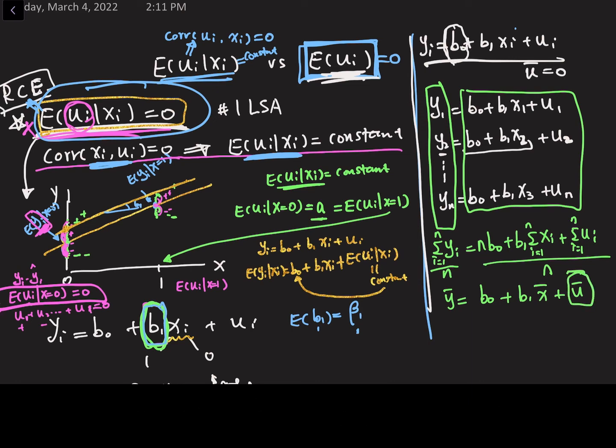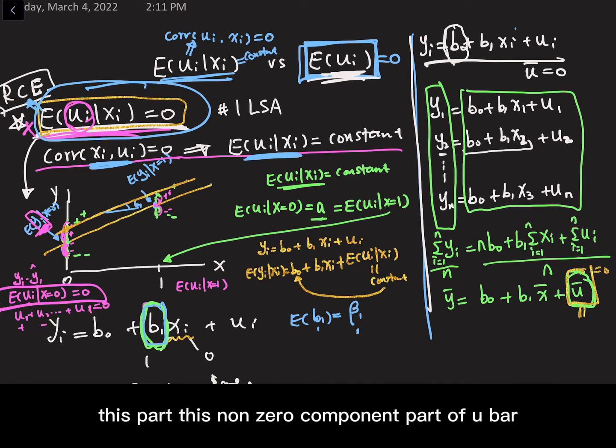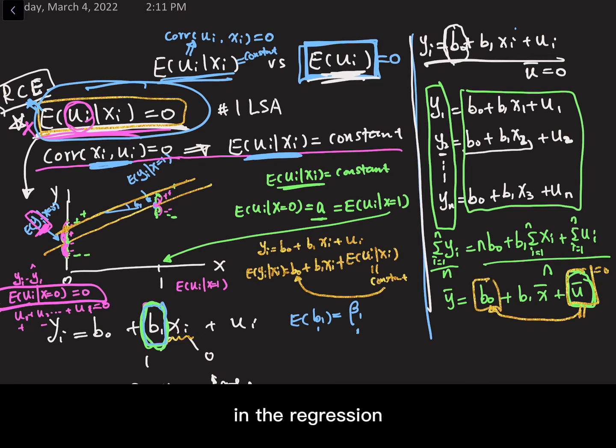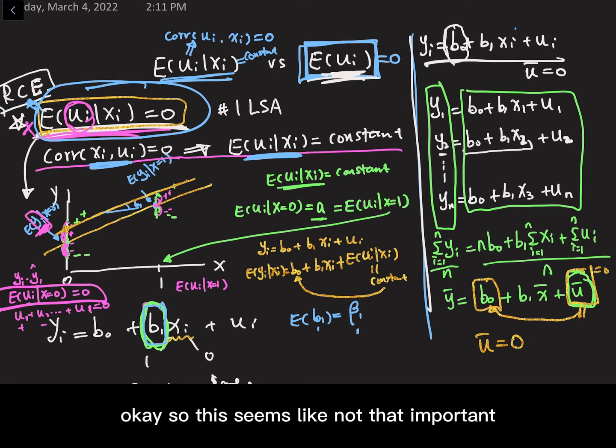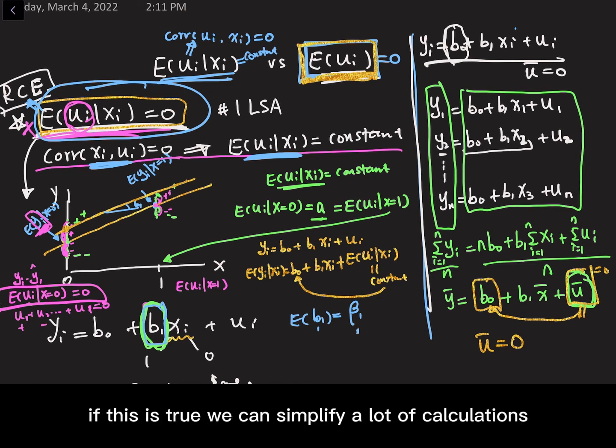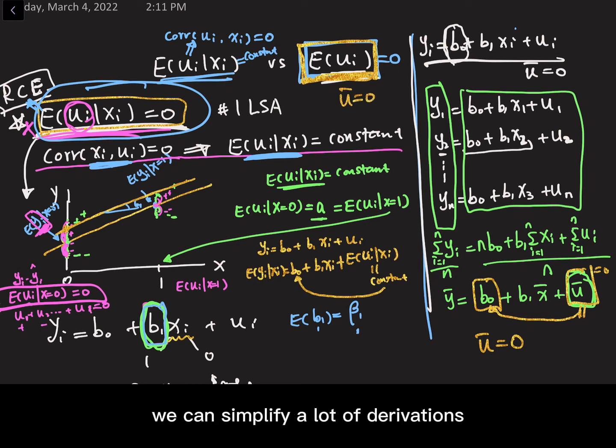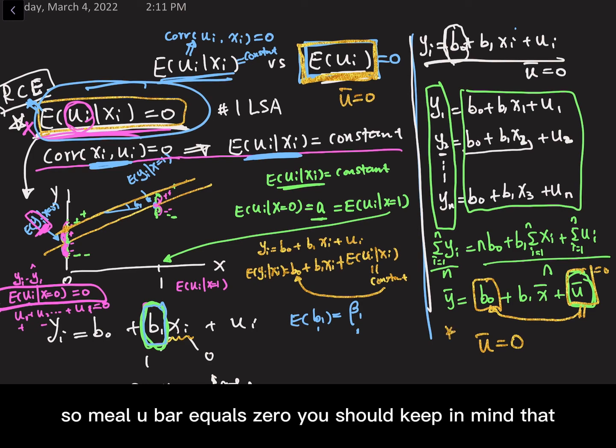And if this equals 0, it equals 0. But if it equals 1 or 5, any constant value, this non-zero component of mu bar can be absorbed by b0. So as long as you have b0 included in the regression, mu bar is always equal to 0. This seems not that important, and again, it's a less discussed concept in the econometrics class. But you need to know that if this is true, we can simplify a lot of calculations and derivations. So mu bar equals 0, you should keep that in mind.